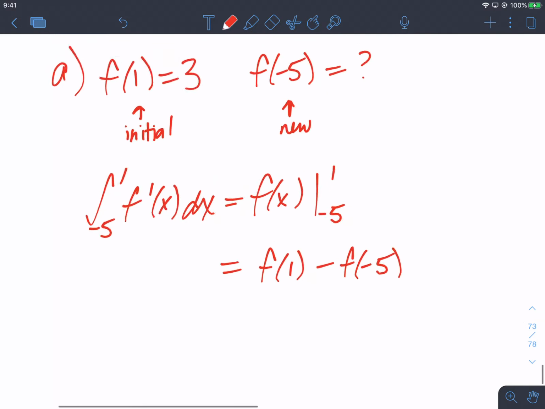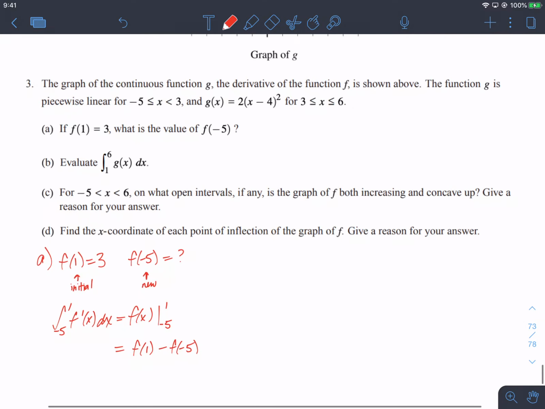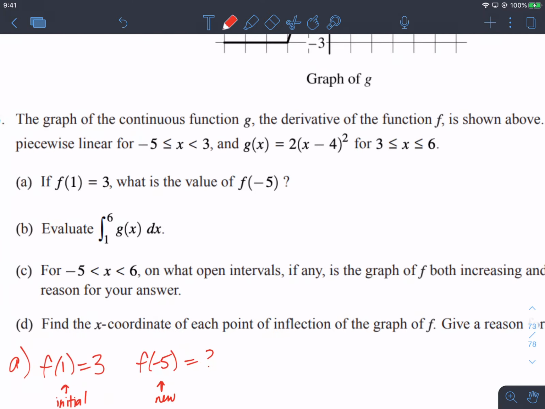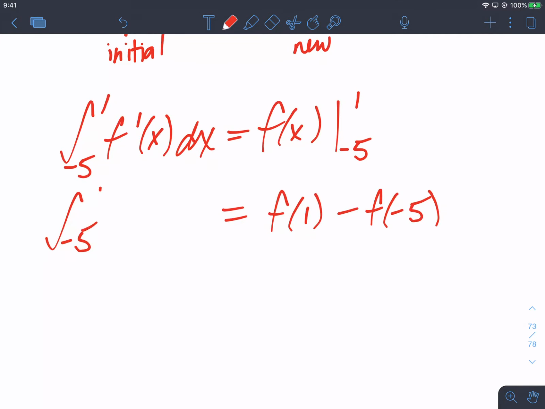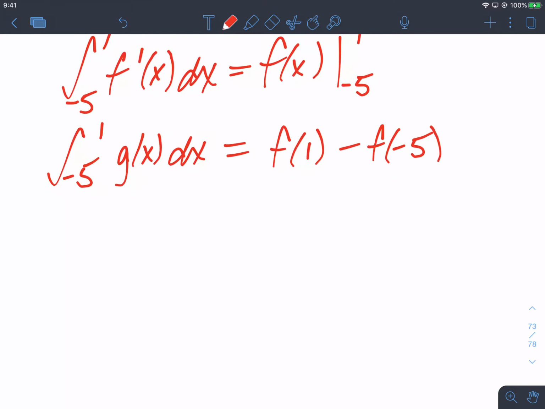Now the problem doesn't give us a function for f prime, but it does tell us that the graph of a continuous function g is the derivative of the function f. So f prime is really g. So when I evaluate this integral, I need to be looking at the graph of g, because remember, an integral is either the antiderivative if you know a function, or it's the area under the curve if you have a graph. In this case, because I have a graph, it'd be the area under the curve.